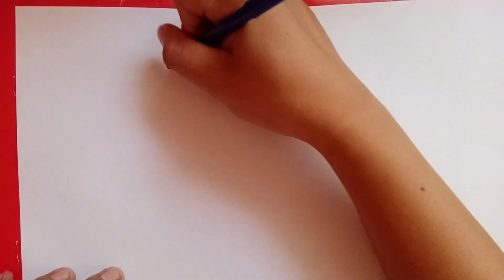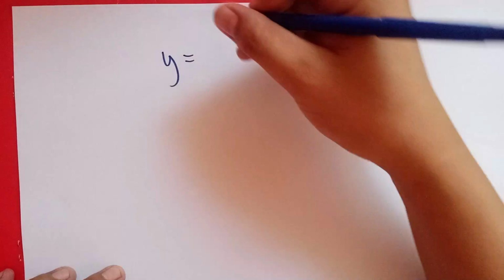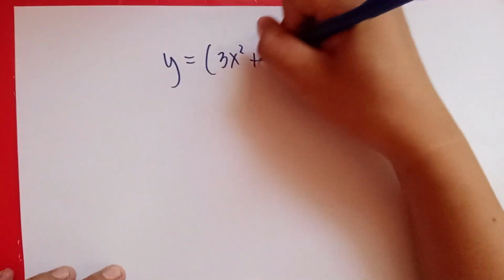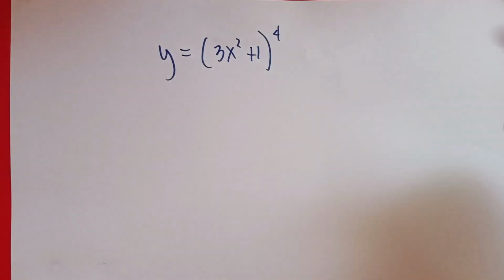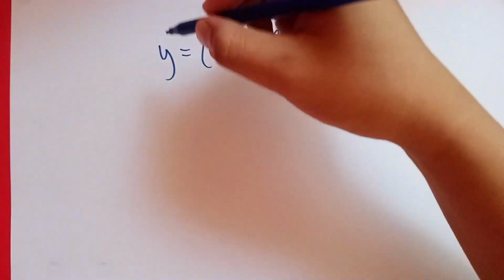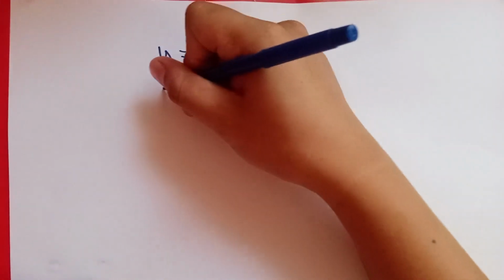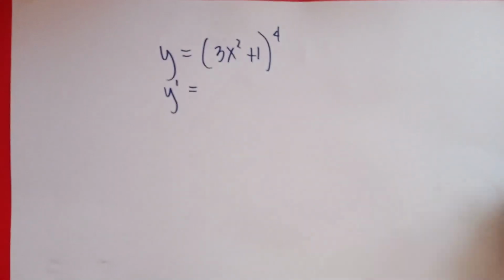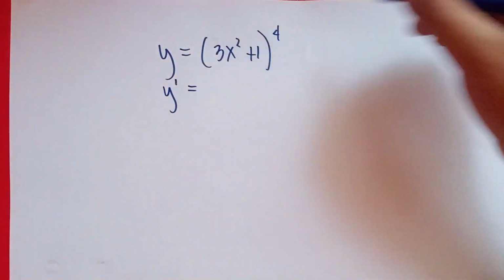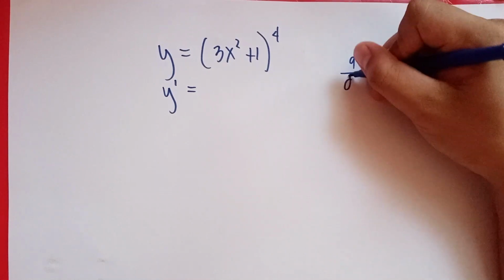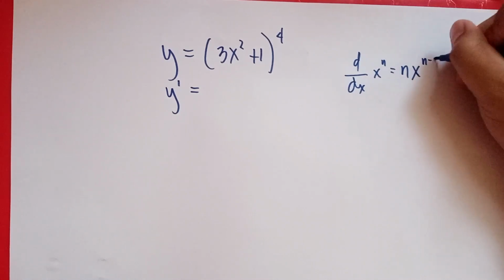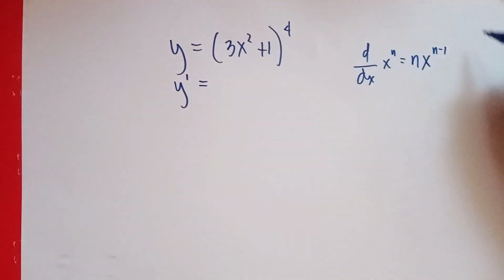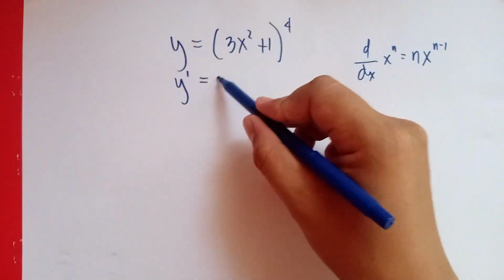So, let's have an example mga boss. So, for instance, we have y is equal to 3x squared plus 1 quantity raised to 4. So, by applying the chain rule, getting the derivative of this, we have the derivative of y with respect to x, that is y prime, equals, so derivative of 3x squared plus 1 quantity raised to 4, using the formula derivative of x raised to n, that is n times x raised to n minus 1. Okay, gagamitin natin yung formula na to mga boss. So, yung n is yung 4.